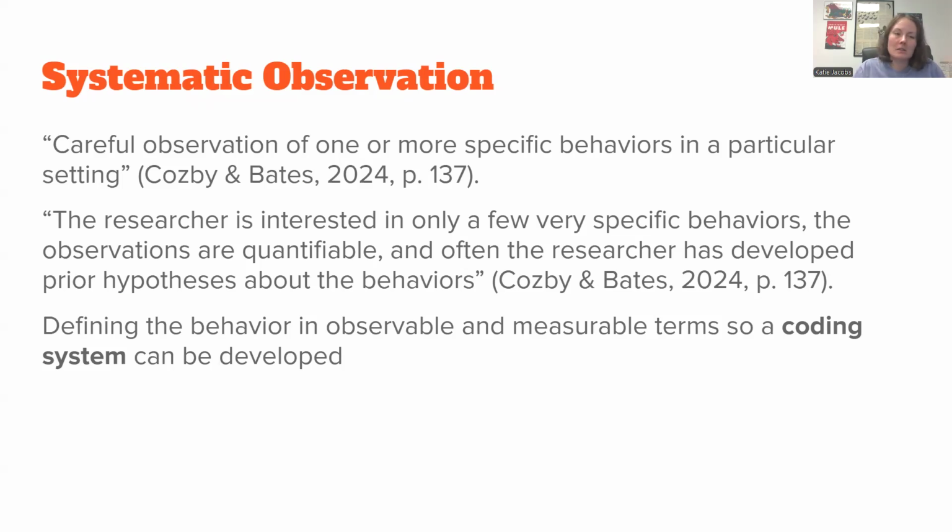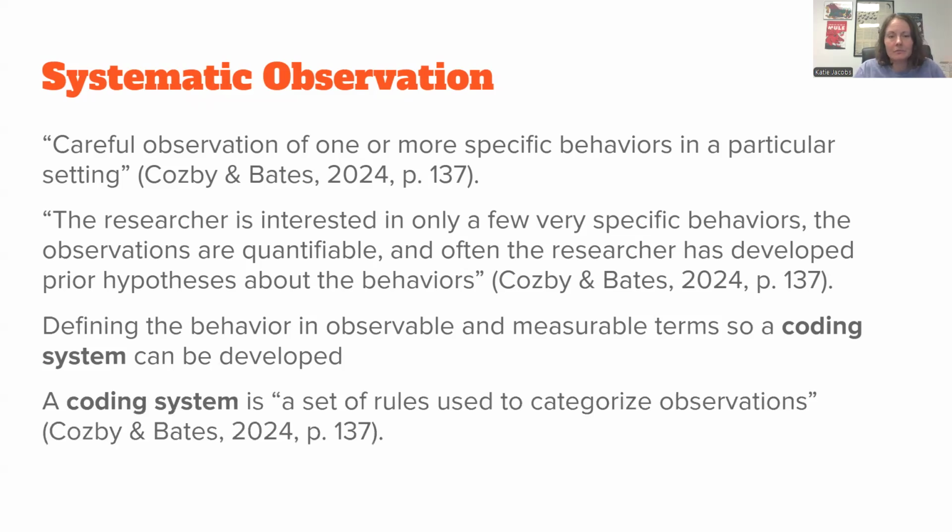Systematic observation is not the only time within qualitative research where there will be some sort of coding system developed. And so all a coding system is, is a set of rules used to categorize the observations that you're making.